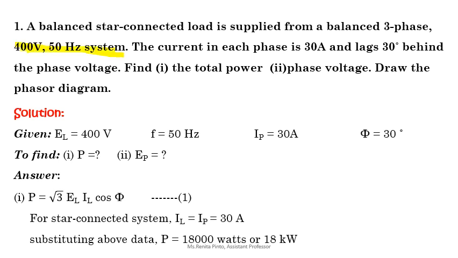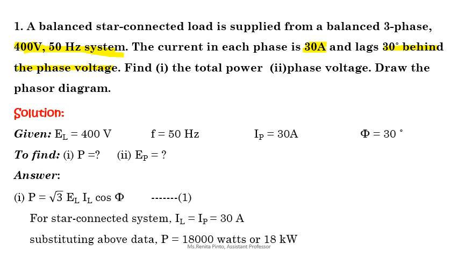Now what is this 400 volt? Is that a line voltage or a phase voltage? Now, whatever they give you in the question is always a line voltage. If it's a phase voltage, they will specify it. So EL is equal to 400 volt. Frequency is given 50 Hz. Current in each phase is 30 amps. So they have given you the phase current IP equal to 30 amps and lags 30 degree behind the phase voltage. So you can see here phi is nothing but 30 degree. They have given it is lagging behind the phase voltage.